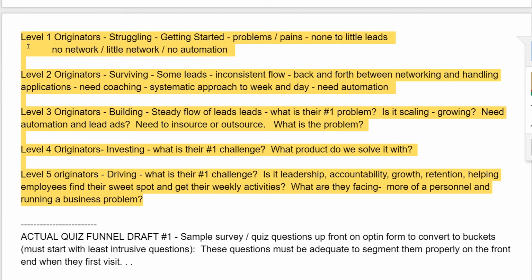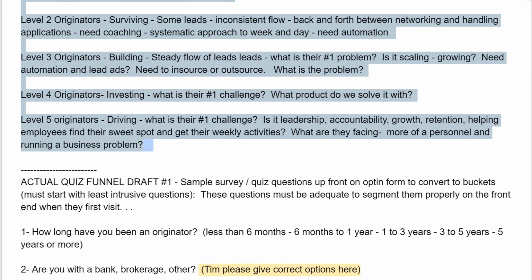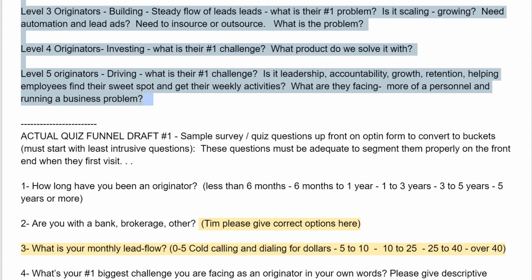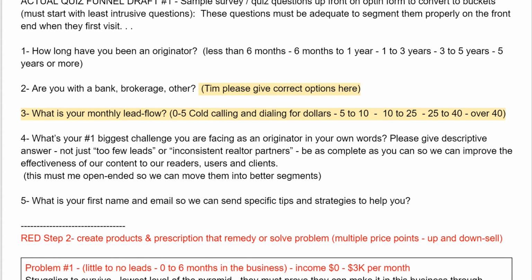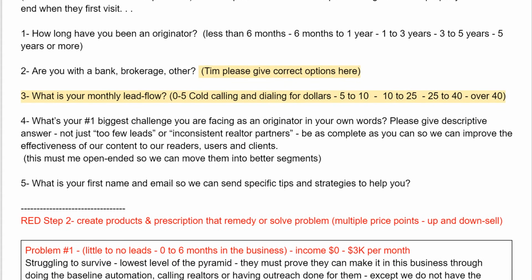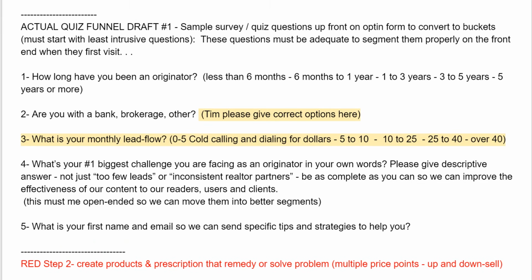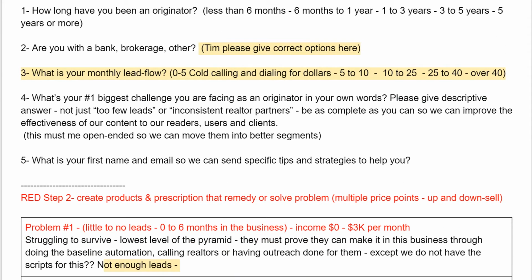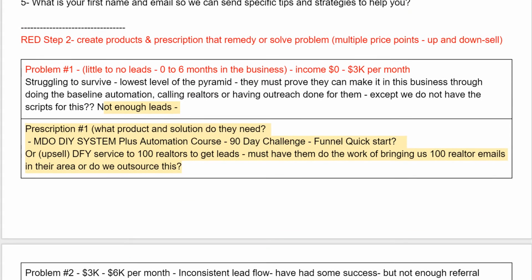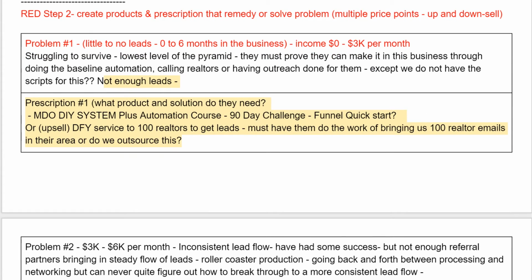So what I need you to do is go through these levels, and basically I've laid it out so we actually have the problems and the prescriptions. Let's say we're the MDO doctors, right? They're coming to us with their problems. They answer a few questions. We give them a prescription, and we identify with their problem, and we're able to speak to them in that specific language. So scroll down here where I have these boxes.